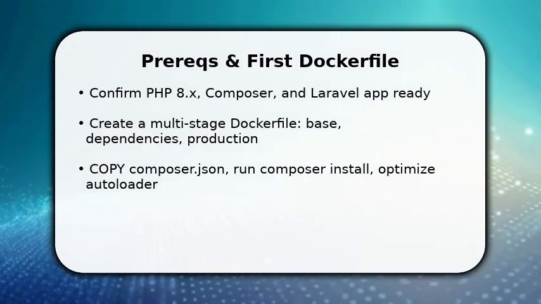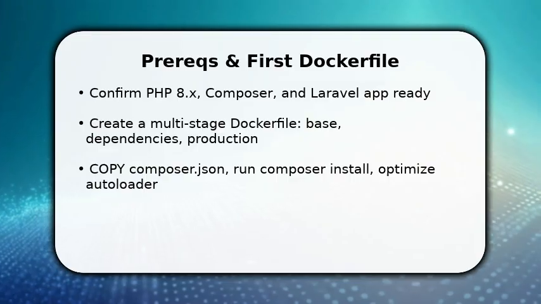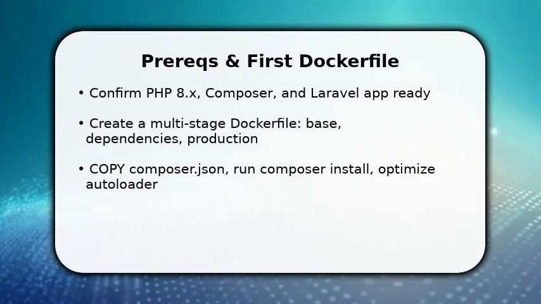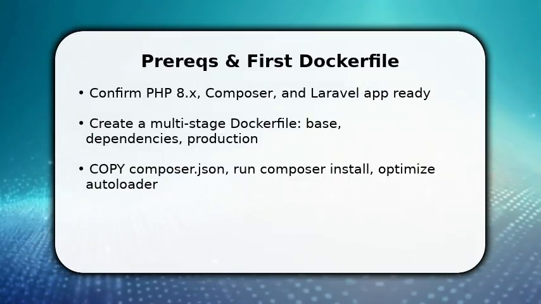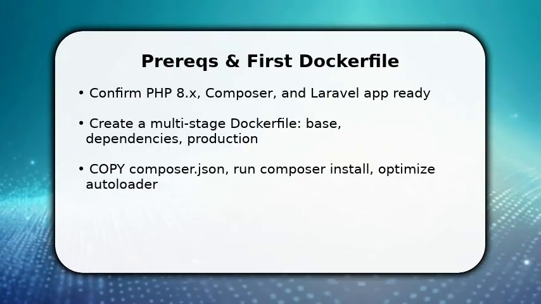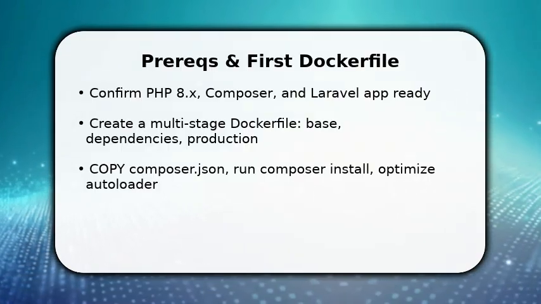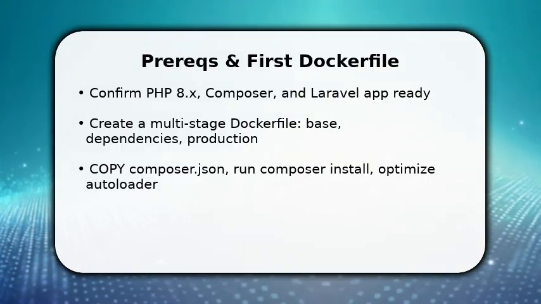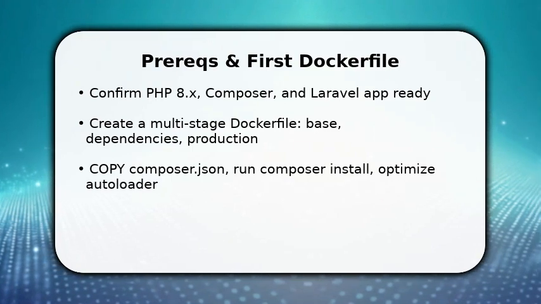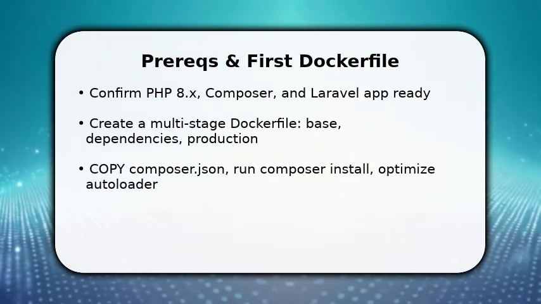run composer install with no-dev and optimize the autoloader. Make sure to set the correct UID/GID for www-data and include a .dockerignore to avoid shipping node_modules or vendor. This gives reproducible, efficient images from the first step.